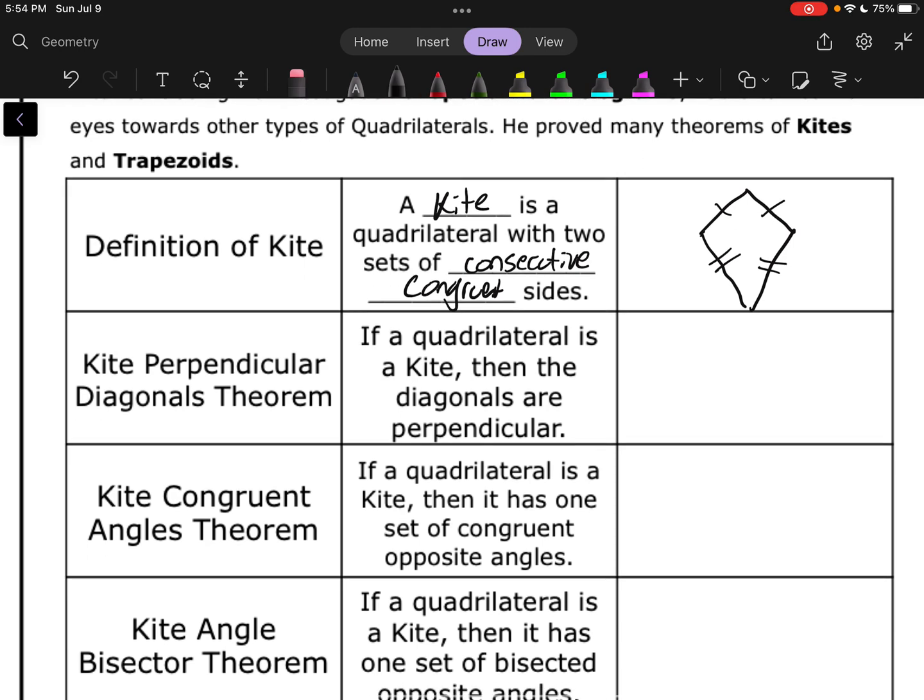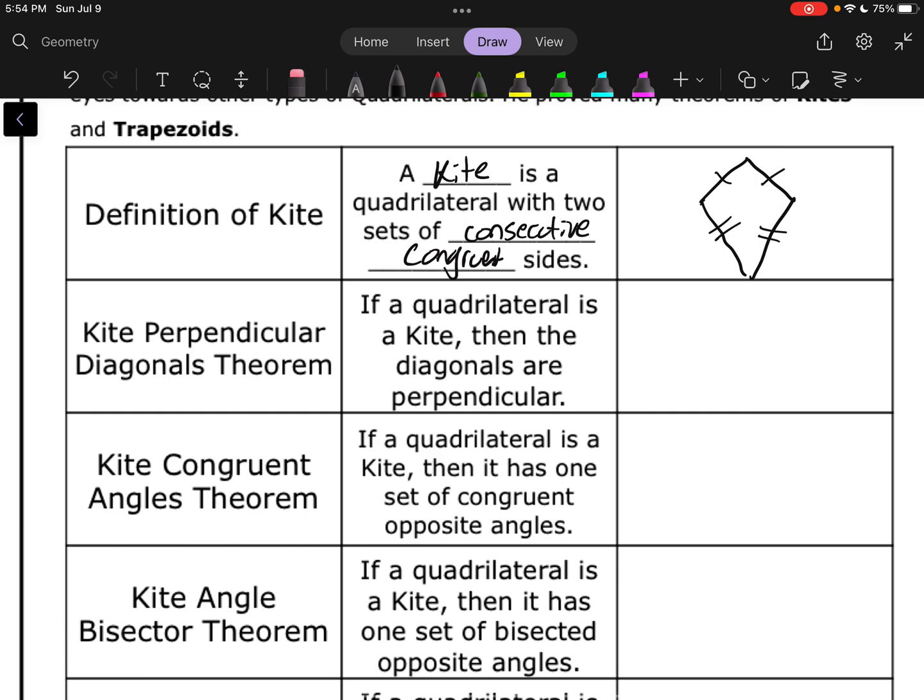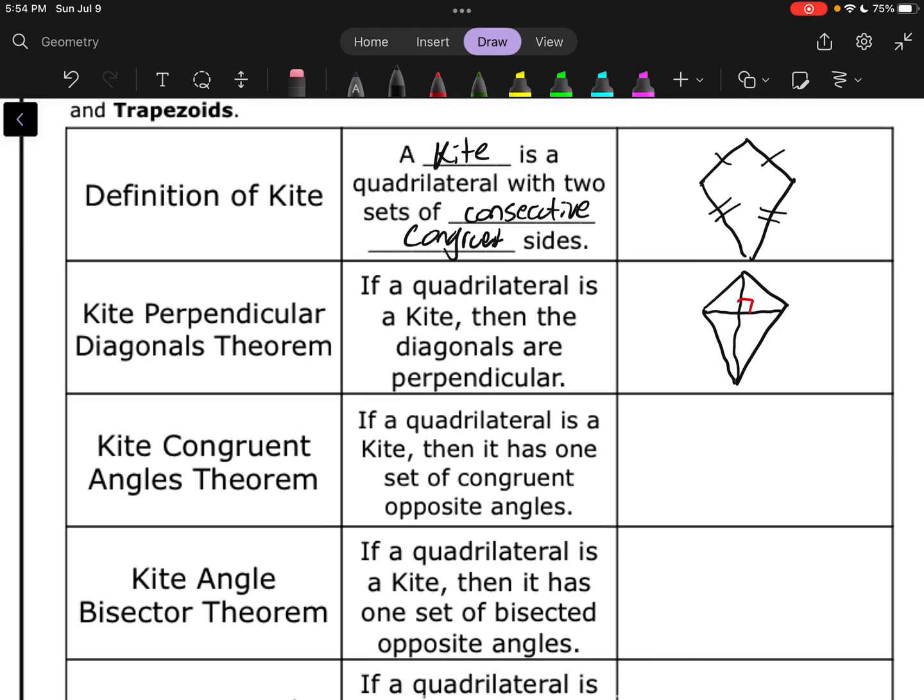Some fun facts about kites that Euclid proved. First of all, if a quadrilateral is a kite, then the diagonals intersect at right angles. They are perpendicular. That is the perpendicular diagonals theorem.